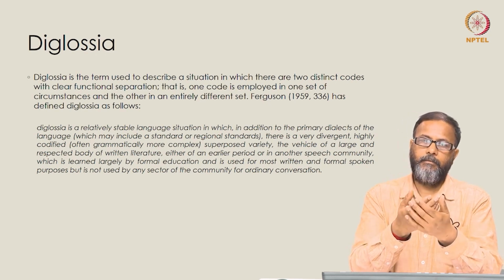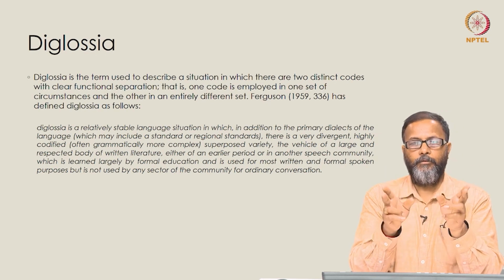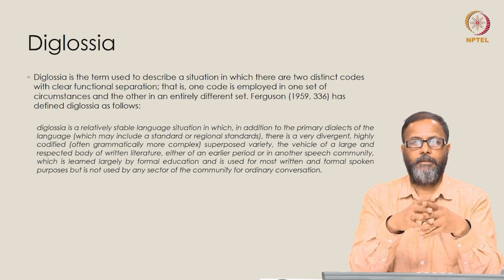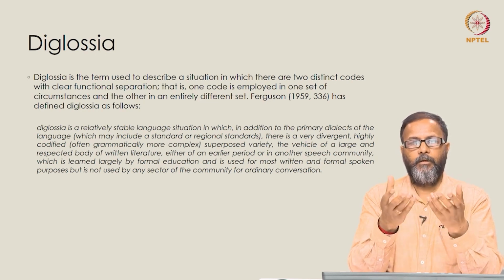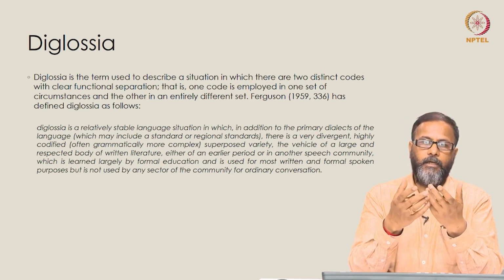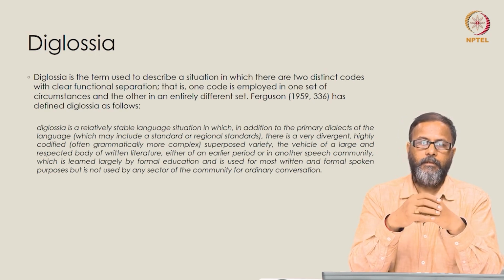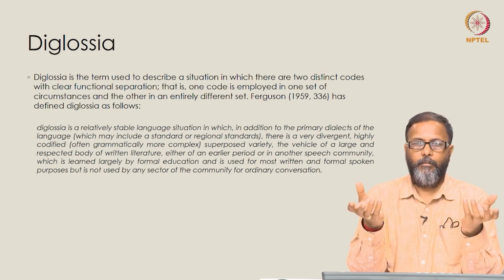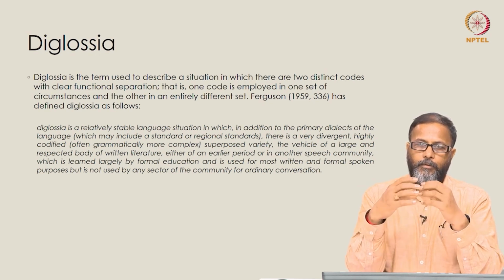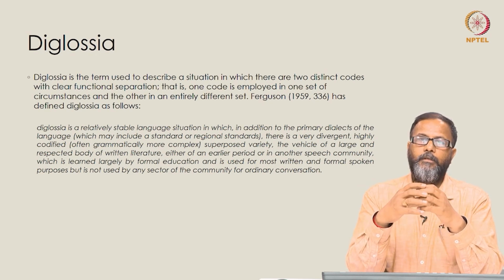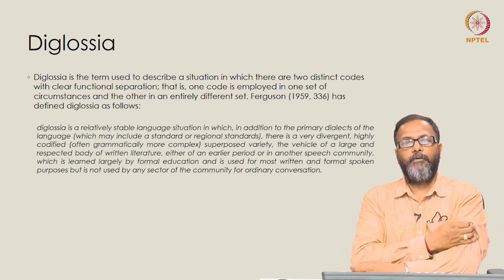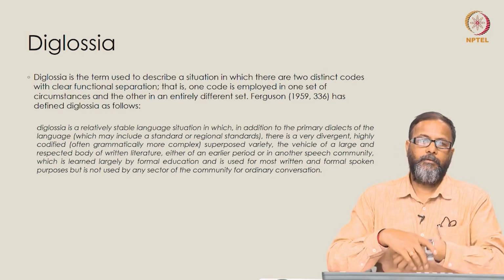So the same speakers in the same speech community have two different codes for two different sets of purposes. This phenomenon is called diglossia, and he talked about the high variety, the H variety, a superimposed variety, and the L variety, which is a commoners' variety used for common informal settings. To know more about diglossia, you can watch the video on diglossia. It was a sociolinguistic phenomenon proposed by Charles Ferguson in 1959.